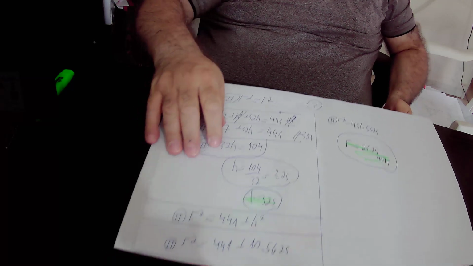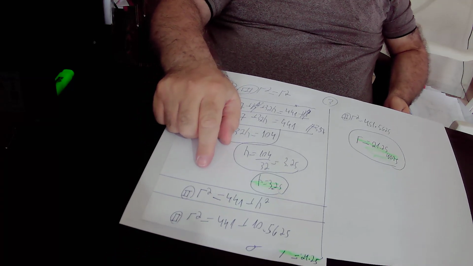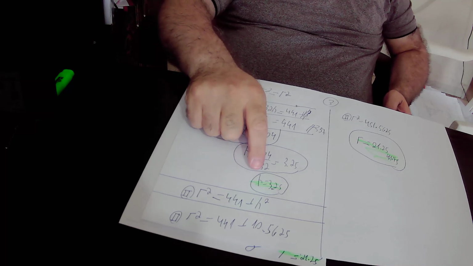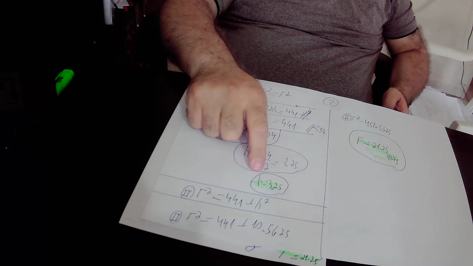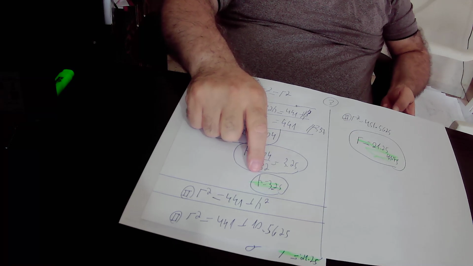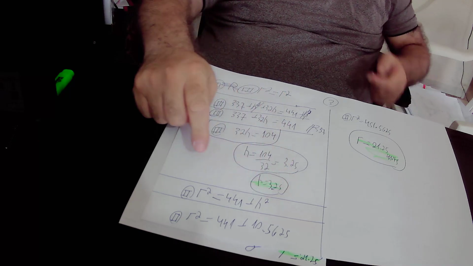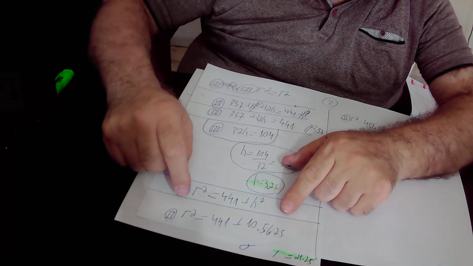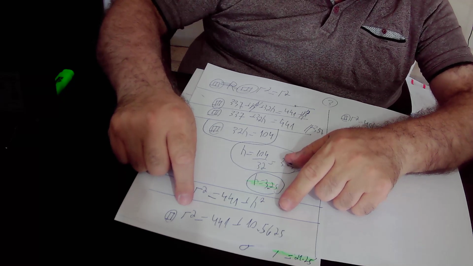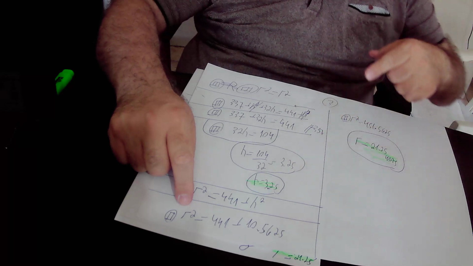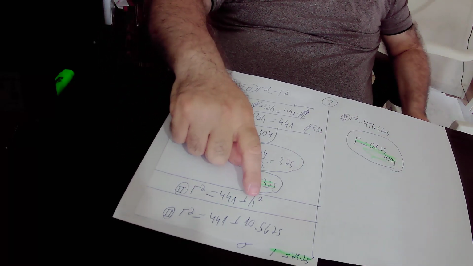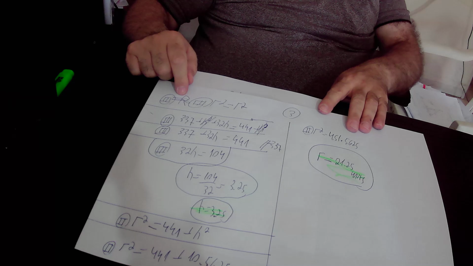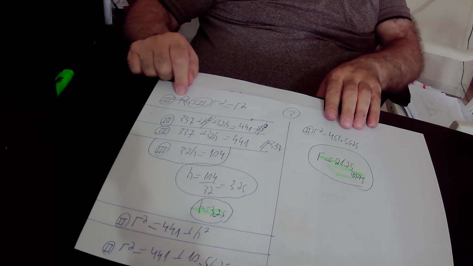Therefore, we put the value of H inside equation number 2. According to equation number 2, R square equals 441 plus H square. If H equals 3.25, it means that H square will be equal to 3.25 square, that is 10.5625. So we substituted H square in equation number 2 by 10.5625, and found out that R square equals 441 plus 10.5625, and 441 plus 10.5625 equals 451.5625.